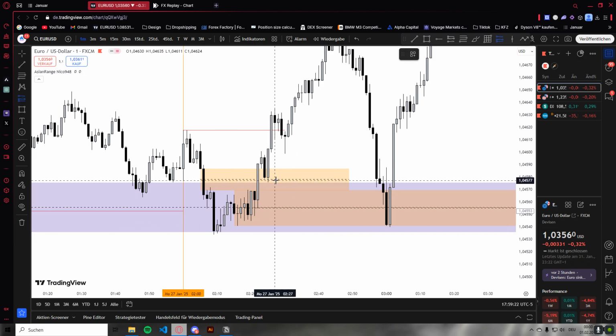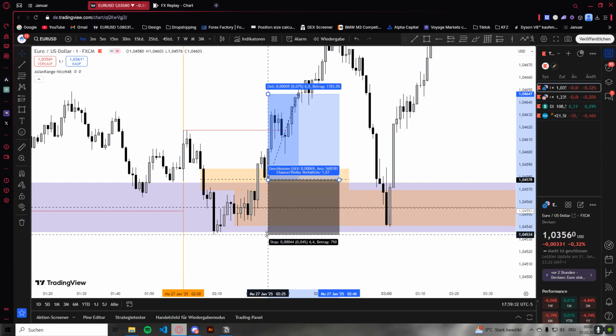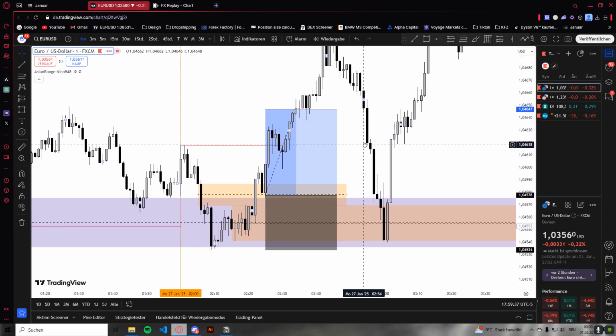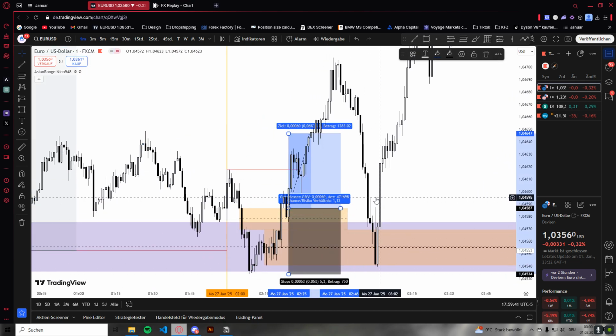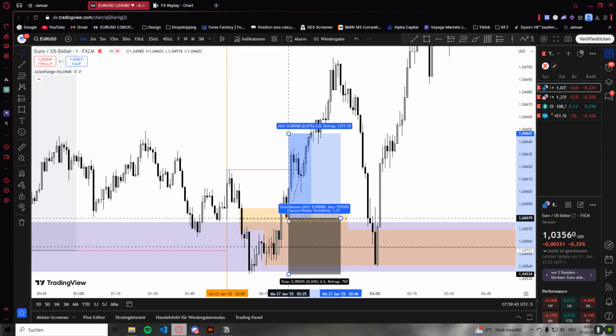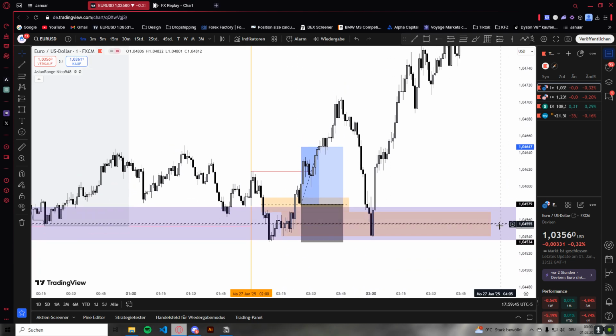Okay. You can see the mean threshold of the inversion fair value gap was perfectly hit. Okay. You can see it right there. Boom. Right there. Stop loss 4.4 pips. Okay. Of course, you can also put it right there. This would be 5.3 pips stop loss, which is amazing, to be honest. Okay. Let's do it like that.